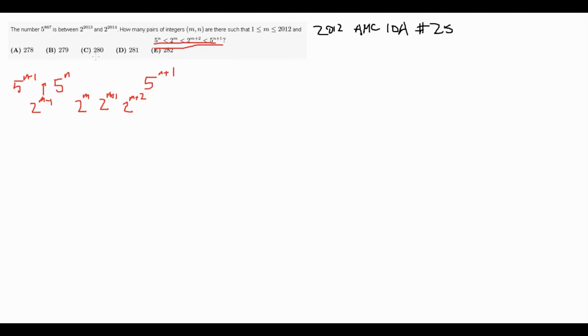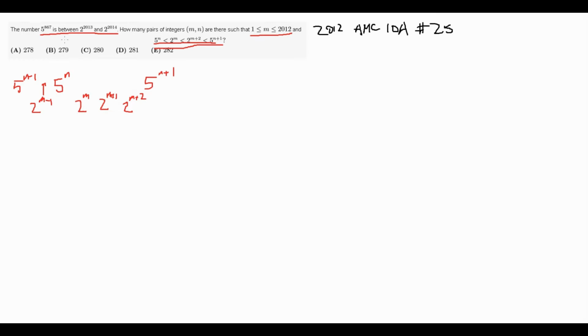So basically what the problem's saying is, how many times does it occur where m is between 1 and 2012 such that there are 3 consecutive powers of 2 between 2 consecutive powers of 5. So now that we know what the problem is asking, let's consider what this information and this information can tell us. Because this first piece of information seems kind of weird.